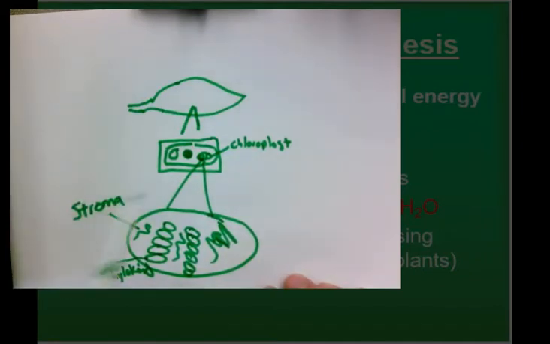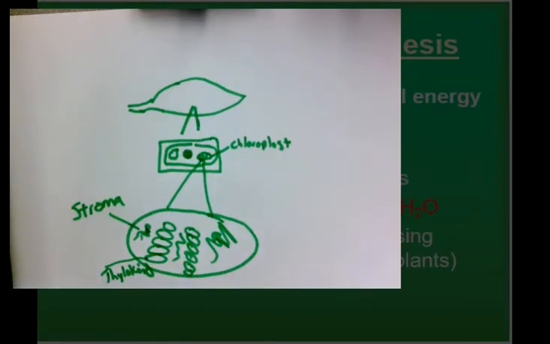Okay, so we kind of have an understanding of the structure of a chloroplast. Again, each one of these little guys is called a thylakoid. A stack of thylakoids is called a granum. And then the space outside the thylakoids out here is called the stroma. This is where the two major reactions of photosynthesis are going to take place.